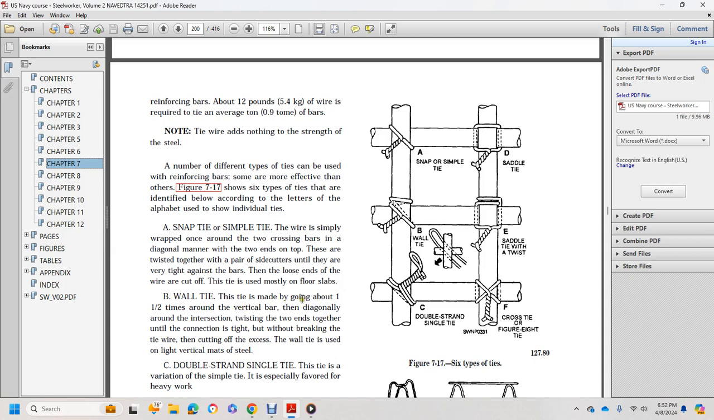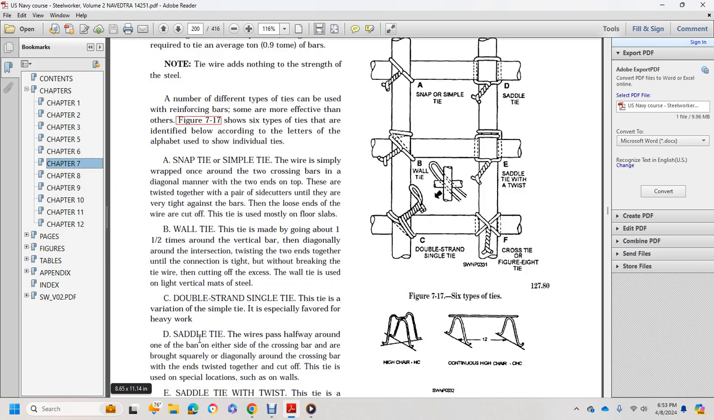B, wall tie. The wire is made going 1.5 times around the vertical wall bars diagonally around the intersection, twisting the two ends together until the connection is tight without breaking the wire or cutting off the excess. The wall tie is used with vertical mats of steel. C, double strand single tie. The tie is a variation of the simple tie, especially favored for heavy work.